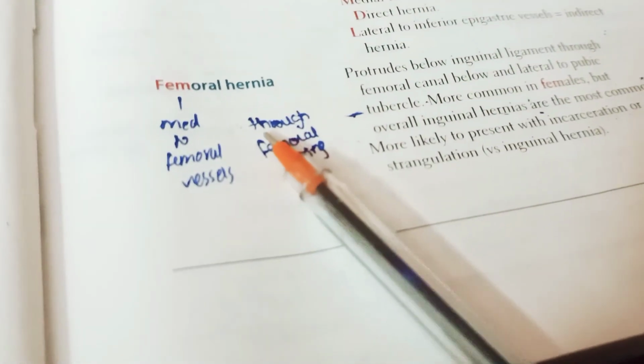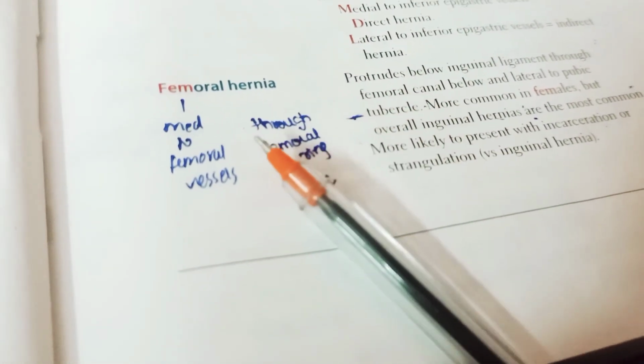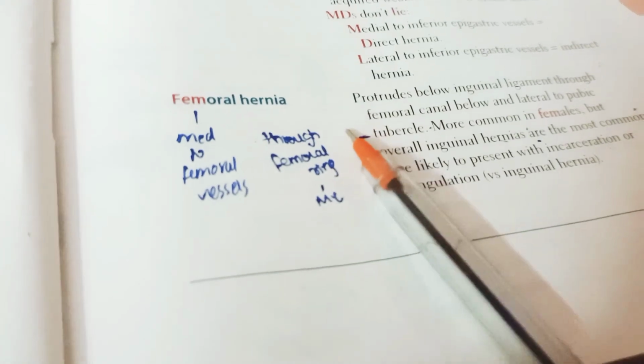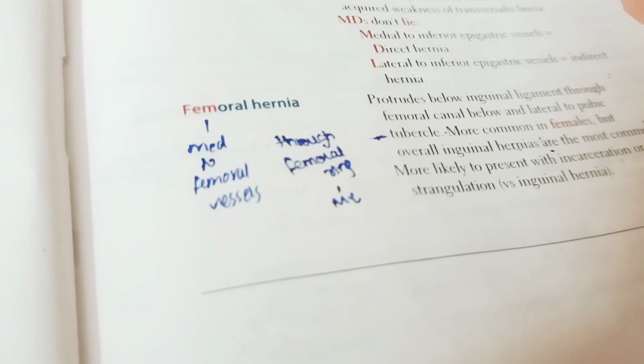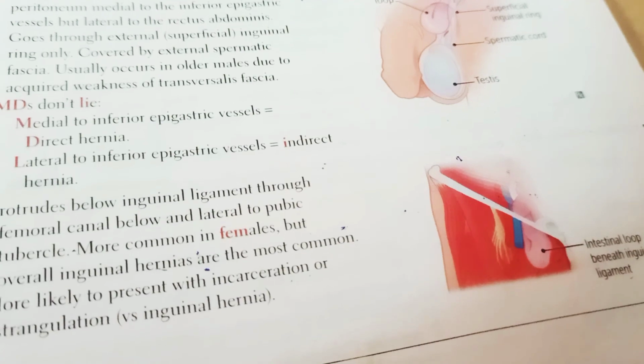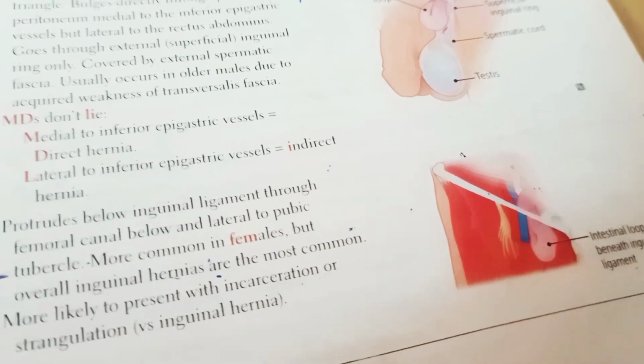And one more thing, it is the most common cause of strangulation and incarceration when compared with inguinal hernia. That is, it may undergo ischemia and it will never go back into the abdomen again. Femoral hernias have this chance more when compared with inguinal hernias. One more thing, femoral hernia is lateral to the pubic tubercle.